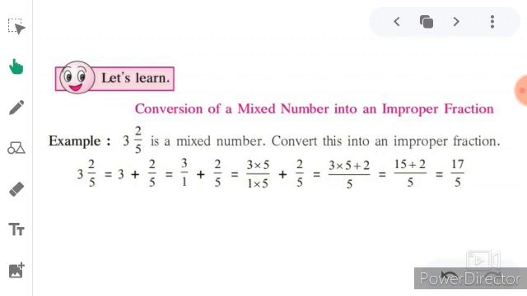Means in both the fractions the denominators are different, so these are unlike fractions. And like fractions are those fractions in which the denominators are the same. So you will have to convert these unlike fractions into like fractions. Convert 1 into 5, means we will have to convert this fraction 3 upon 1.